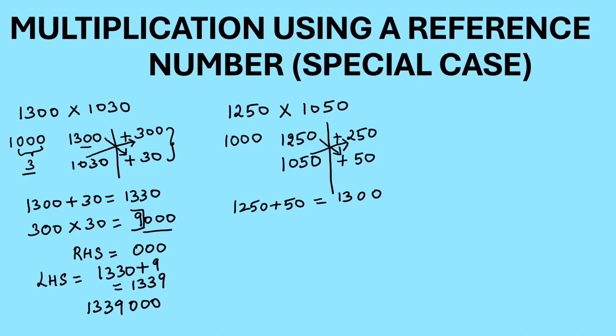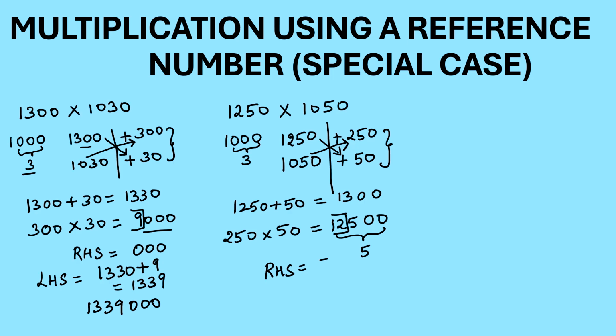To calculate the RHS, we multiply these two numbers. 250 times 50 gives us 12500. Here we notice that our RHS consists of 5 digits, whereas our reference number contains only 3 zeros. So our RHS has 2 additional digits. In this case, we start from the left and we remove the 2 additional digits. So we remove the first 2 digits starting from the left. When this is done, our RHS becomes 500.